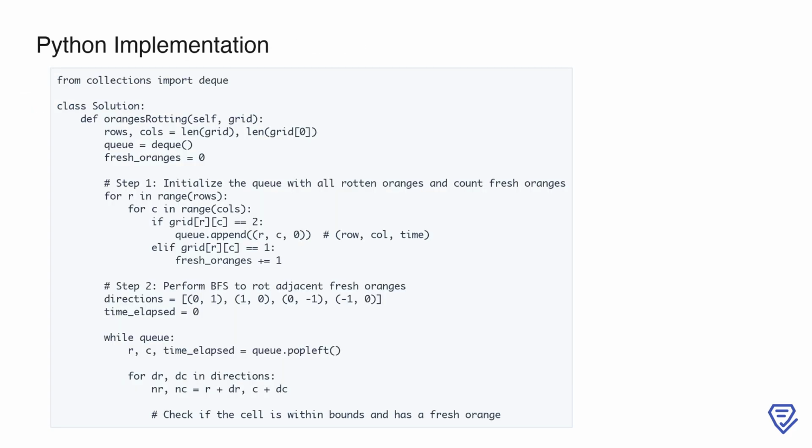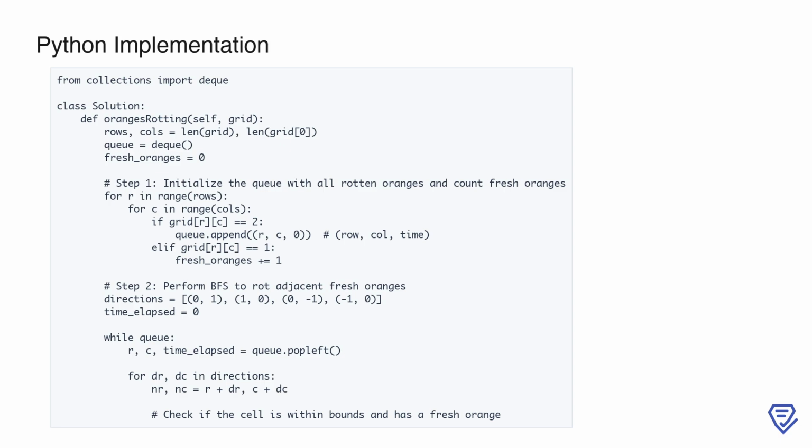To solve the rotting oranges problem, we start by importing the deque class from the collections module, which will help us implement a breadth-first search, or BFS. Inside the oranges rotting function, we begin by determining the number of rows and columns in the grid, and we create a queue to store the positions of all rotten oranges along with their respective timestamps. We also initialize a counter to track the number of fresh oranges in the grid.